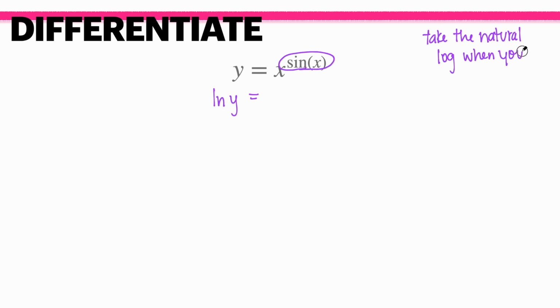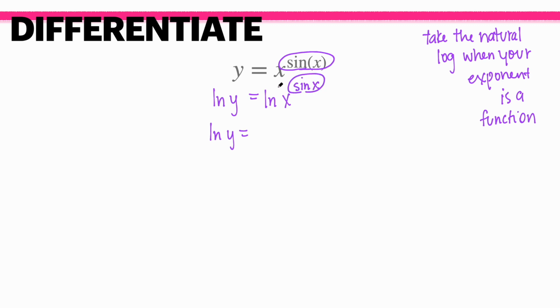when your exponent is a function. So I'm going to take the natural log of x raised to the sine of x. Here's why. Because anytime you take the natural log, you have a property that states that the exponent can get thrown down front. And you're now down to a product rule. So let's go ahead and start.